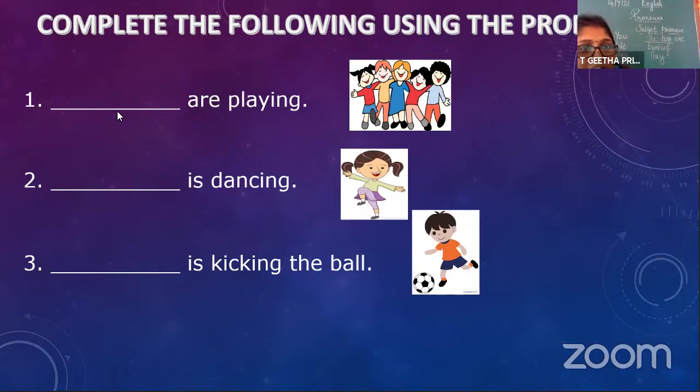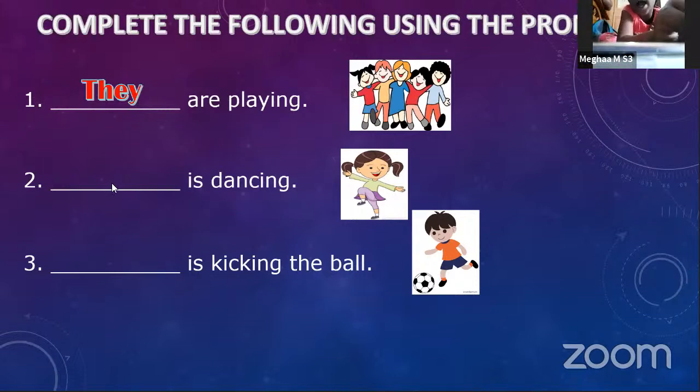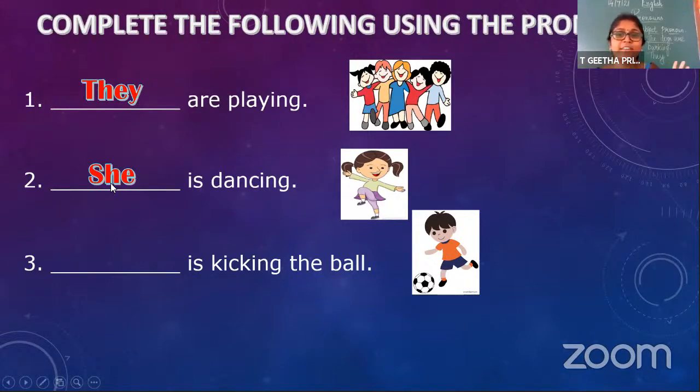Okay, fine. The next question. Pratiksha, good. Next question. Pragnika, very good. Dash is dancing. Look at the picture. Very good. She is dancing. Yes, Megha. Very good.